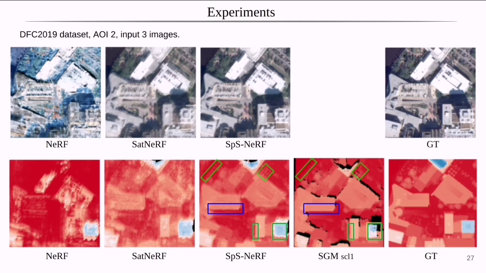Here are the results on the DFC 2019 dataset AOI2 with the 3 input images. Same as before, our method rendered a more photorealistic image and recovered a cleaner DSM than NeRF and Sat-NeRF. Compared to SGM, our DSM is better at reconstructing vegetation and at handling building outlines near occlusions, while SGM is better at roofs and edges.